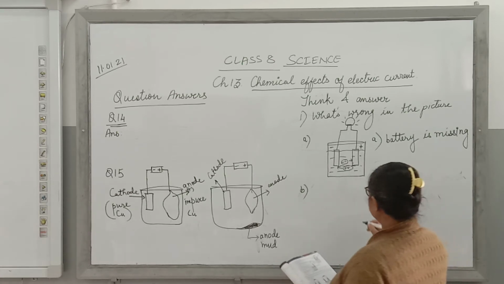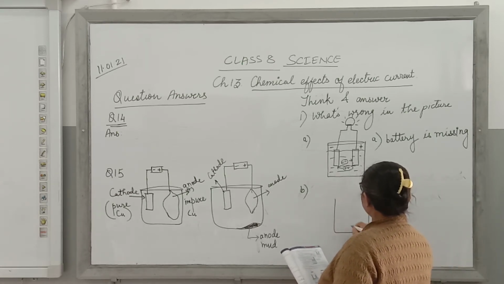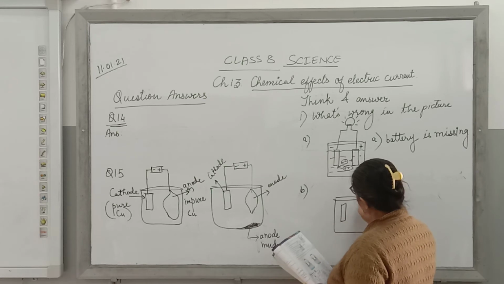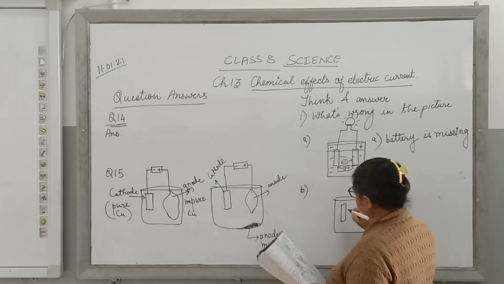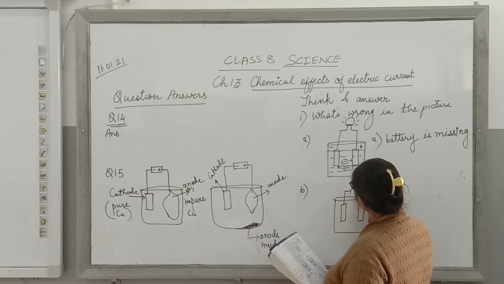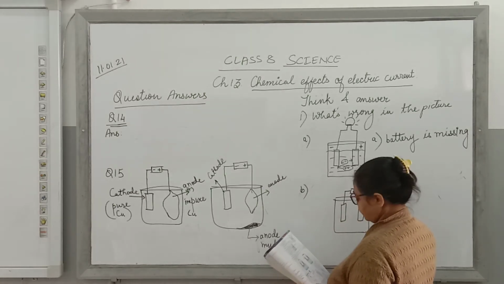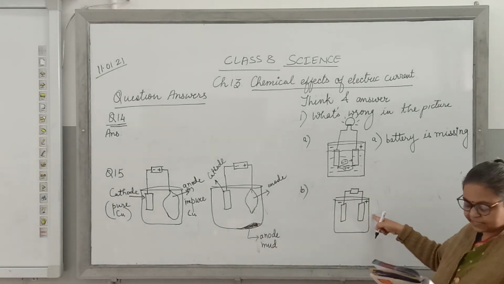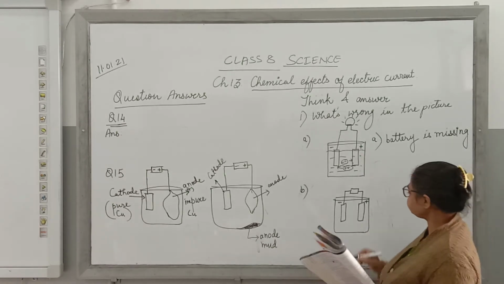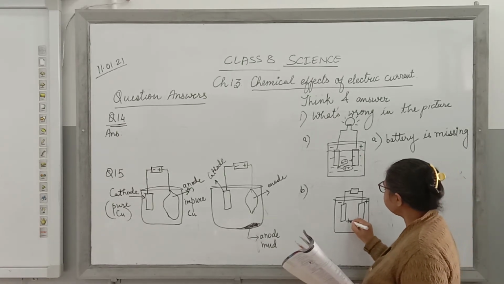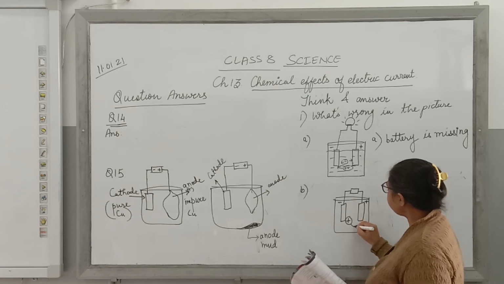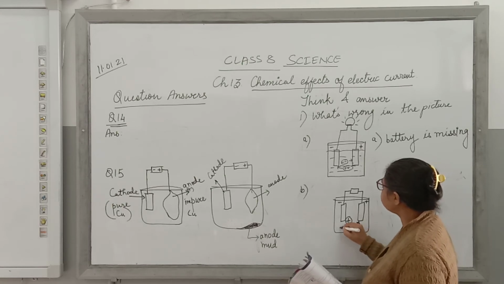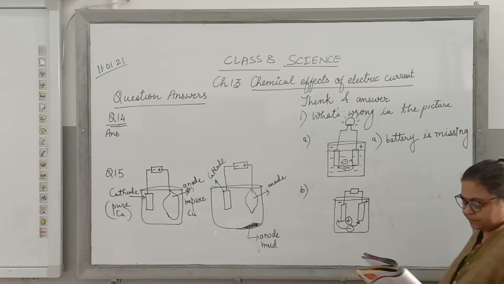Again, you are given a diagram. The beaker is there. Two electrodes are there, connected to the wire. There is battery also here. This is negative end, this is positive end, this is a cathode, this is anode. Now, observe very carefully, children. The positive ions are moving towards the positive electrode and the negative ions are moving towards the negative electrode. So what is wrong here?